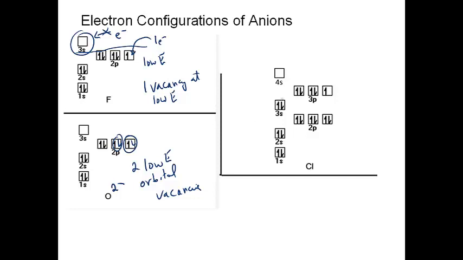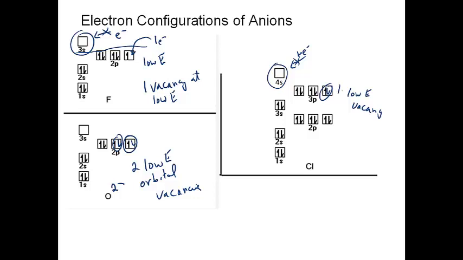For chlorine, again, you have a high orbital energy 4s orbital. That's not going to add electrons, so that doesn't happen. But you have one low energy vacancy, and so you can add an electron into that.